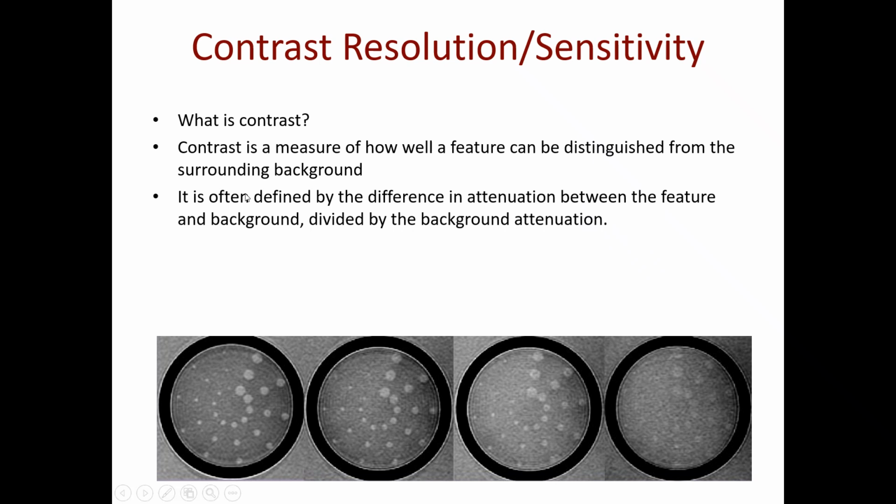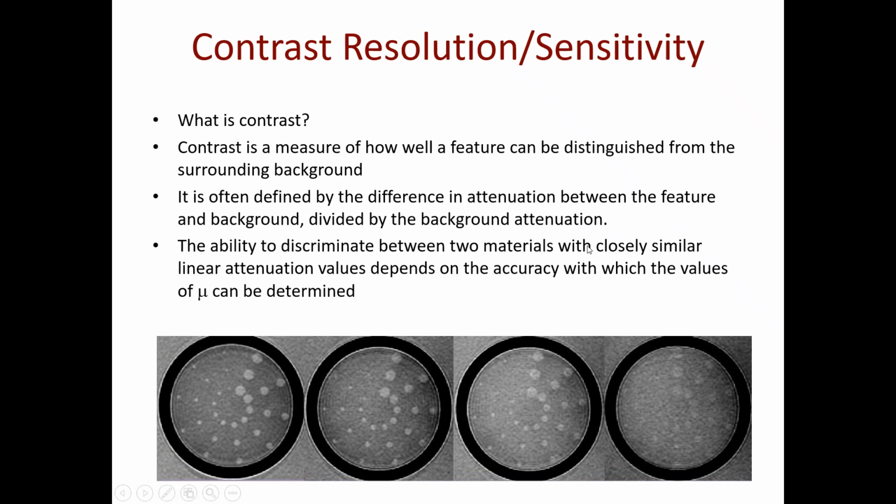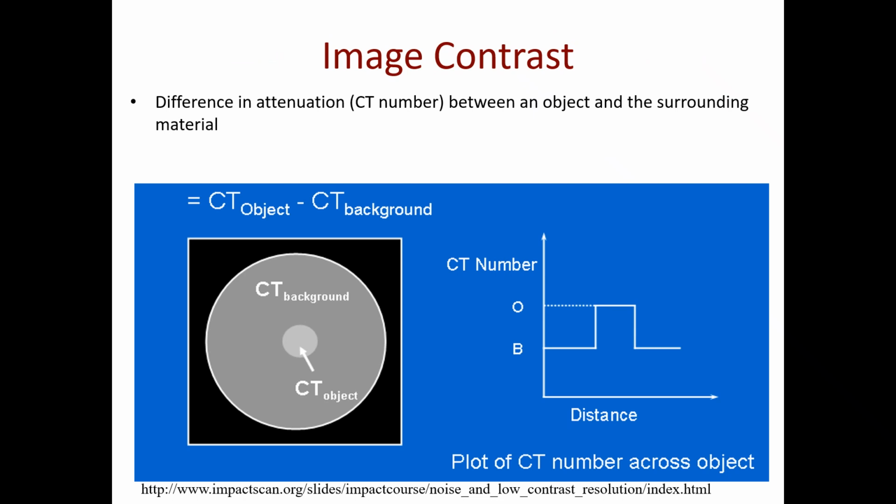So basically this contrast is the effective difference in attenuation between whatever I want to image as a feature and the background, divided by the background attenuation. So that is sort of a difference. And the ability to discriminate two closely similar linear attenuation values, which basically translates to similar density materials, depends on the accuracy with which you can actually determine this attenuation.